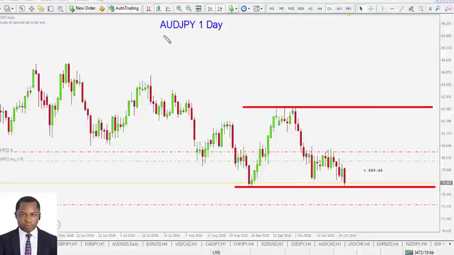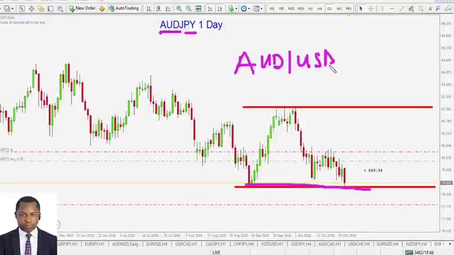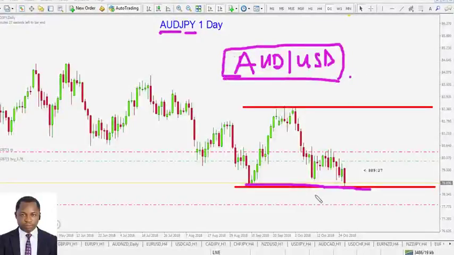Now you can see that the Australian dollar against Japanese yen is trading around support level. It is very correlated to the Australian dollar against the American dollar, with the same price action. So let's look at the Australian dollar against the American dollar to see if we are trading around a possible support zone as well.